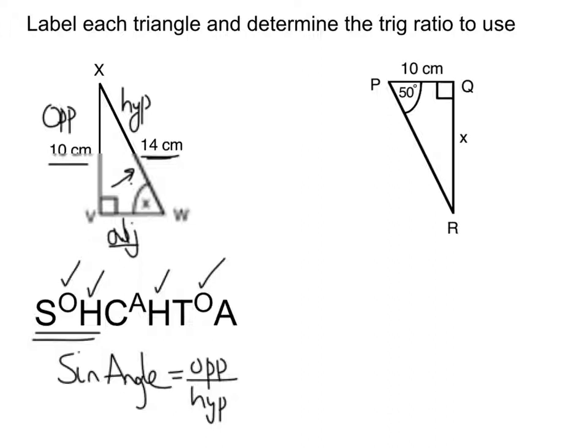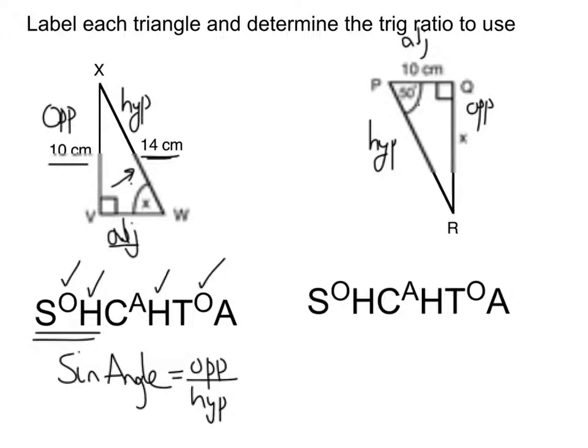Right, let's move on to the second triangle, PQR. First thing I do, I label it. So the angle I know about is this one here. The side opposite it is this one. The hypotenuse is the longest side, and the remaining side is the adjacent.